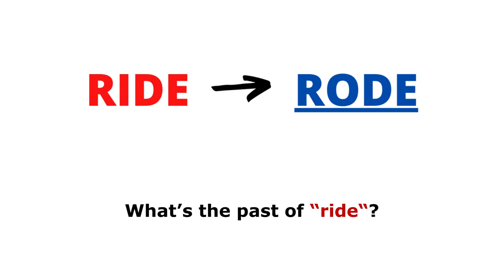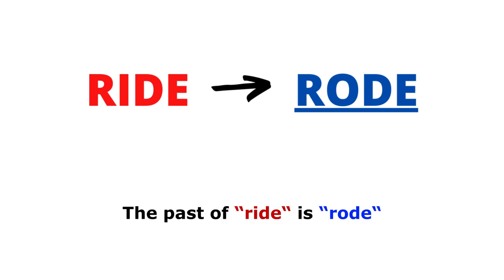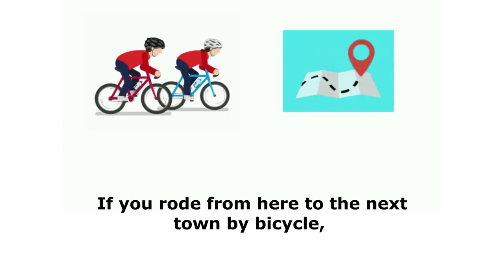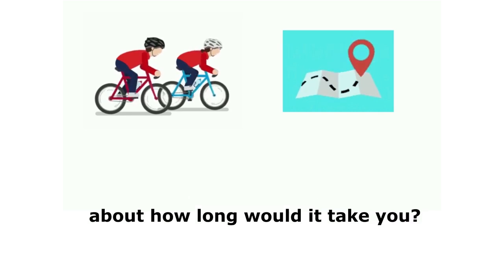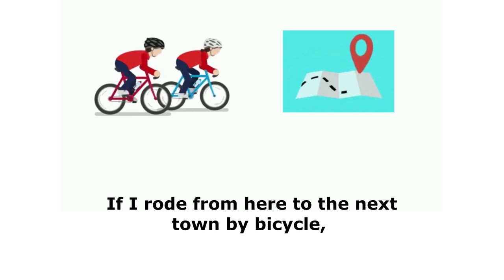Lesson 82. Rode. What's the past of ride? The past of ride is rode. If you rode from here to the next town by bicycle, about how long would it take you? If I rode from here to the next town by bicycle, it'd take me about 2 hours.